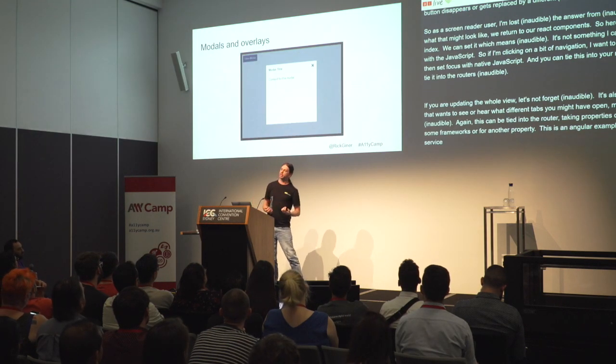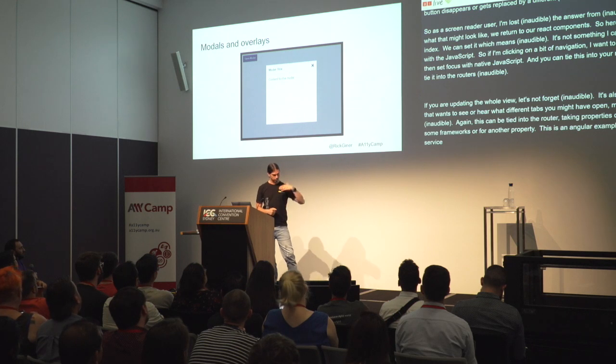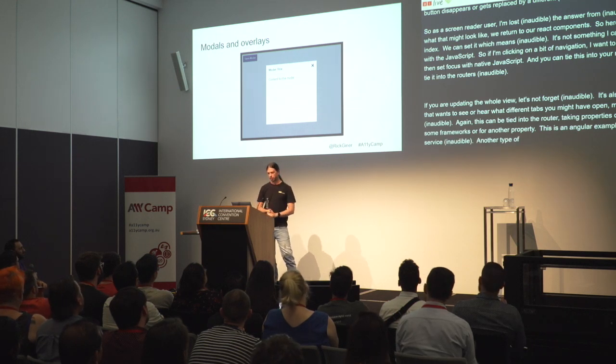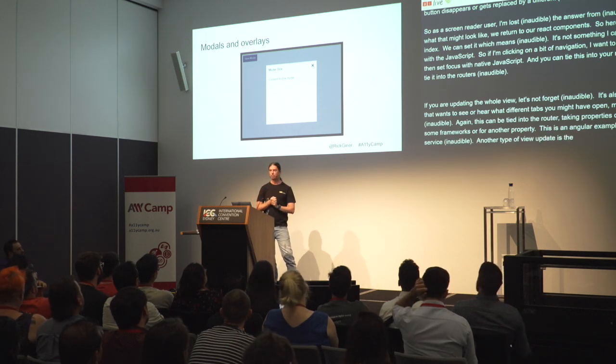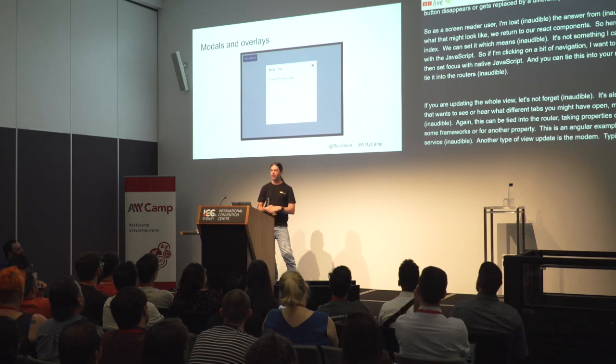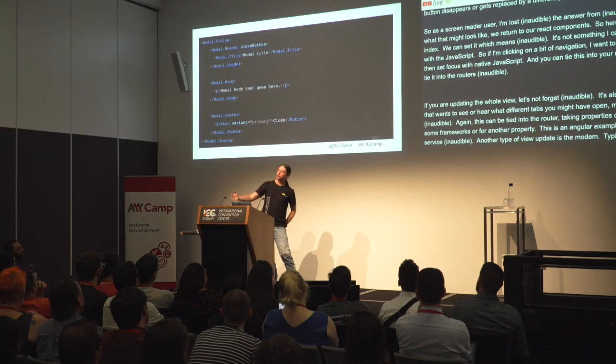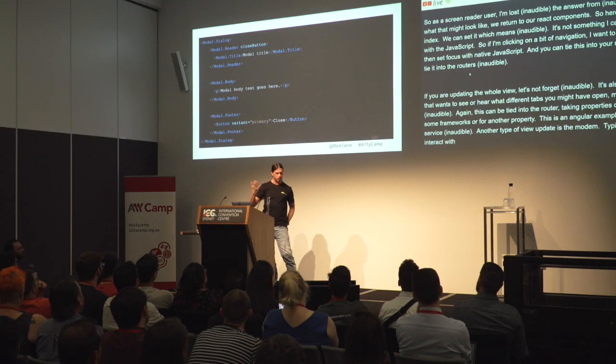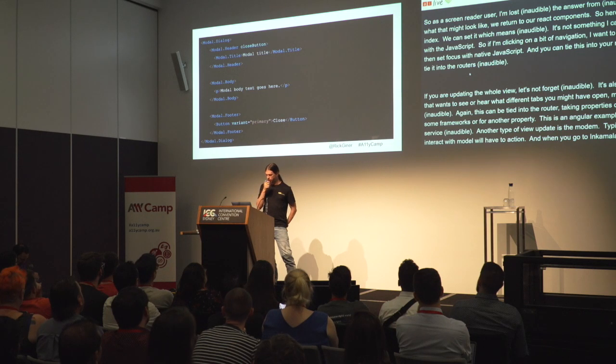Another type of view update is a modal. Typically, someone will interact with maybe a button on a page, and a modal will open up. The background content will be grayed out, and that modal will have some information and an action inside it. And when you go to install a modal, a component maybe, it will probably come with an example of what the HTML might look like.